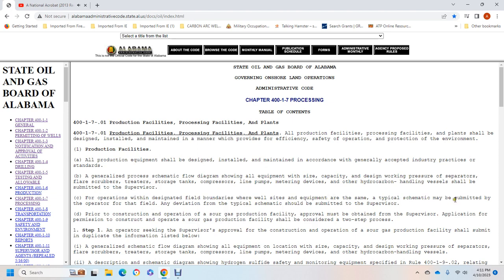The same typical schematic may be submitted by the operator for the field, noting any deviation. The typical schematic should be submitted to the supervisor. Prior to construction operations, approval for a sour gas production facility must be obtained from the supervisor. Application for permission to construct a sour gas production facility shall be considered in a two-step process.